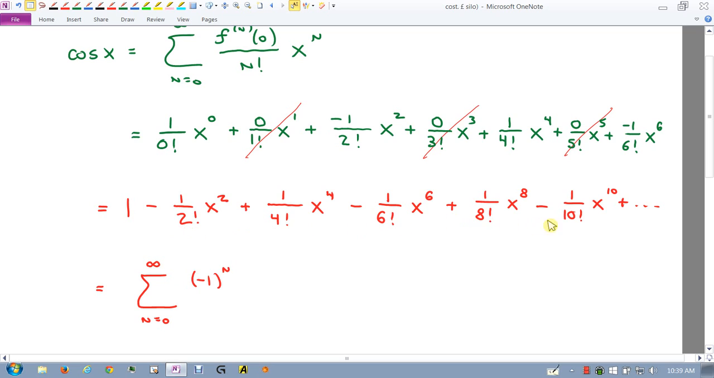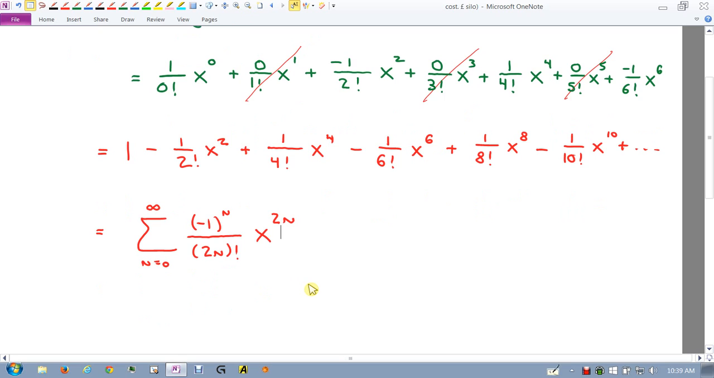How about the bottoms? The denominators. These are all factorials, but they're always even numbers, right? So I need to create evens. So we create evens with 2n. Is our first one under here 0 factorial? Yes. So I'll do 2n factorial like that. And then how about the x? X to the 2n. There it is. That is the power series, it's the Maclaurin series for cosine of x.